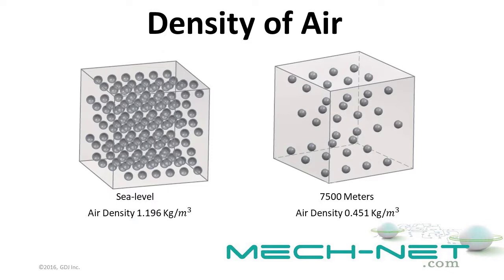If we compare 1 cubic meter of air at sea level, where the air density is 1.196, to the density of air at 7,500 meters of 0.451, we can see why we need outside oxygen to breathe at the higher altitude. At sea level, the air molecules are tightly packed together and as we go up in altitude, they get further apart.